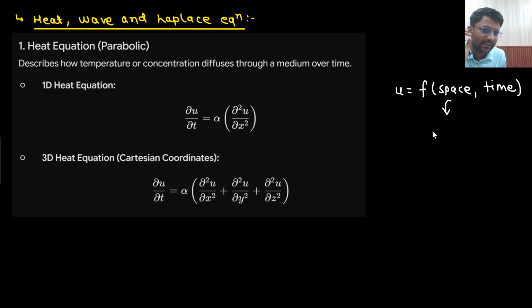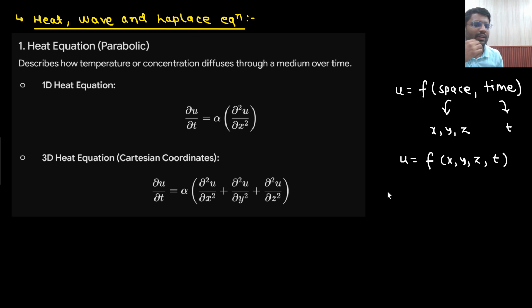What do you mean by space? Sir, space means x, y, z, or anything. And what is the meaning of time? Time means t. So your u will be a function of x, y, z, and t. What is the meaning of one dimension? What is the meaning of 1D? 1D means that, sir, you are only moving in the direction of x, or only in the direction of y, or only in the direction of z.